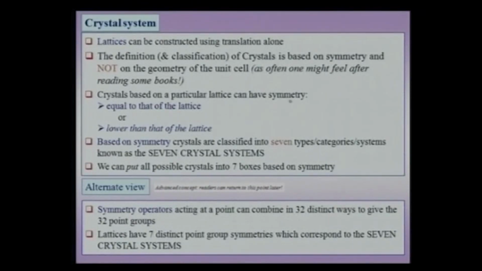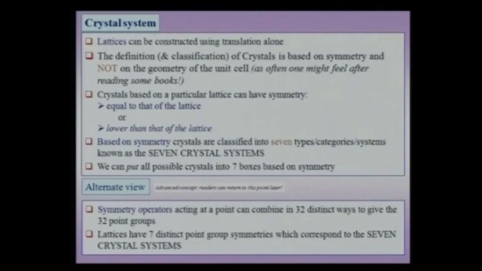Crystals based on a particular lattice can have symmetry equal to that of the lattice or lower than that of the lattice. Based on symmetry, crystals are classified into 7 types known as the 7 crystal systems. We will take up these 7 crystal systems one by one very soon. We can put all possible crystals into 7 boxes, which we call the 7 crystal systems.